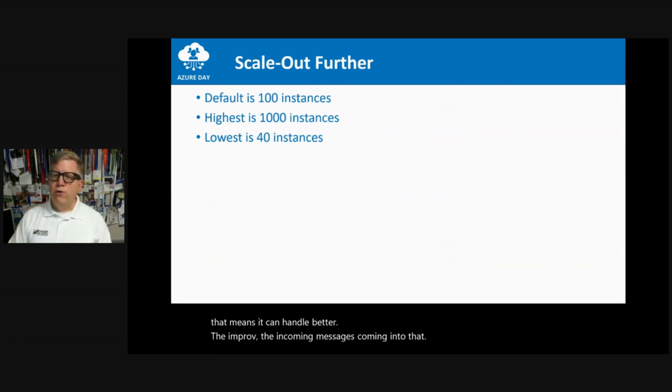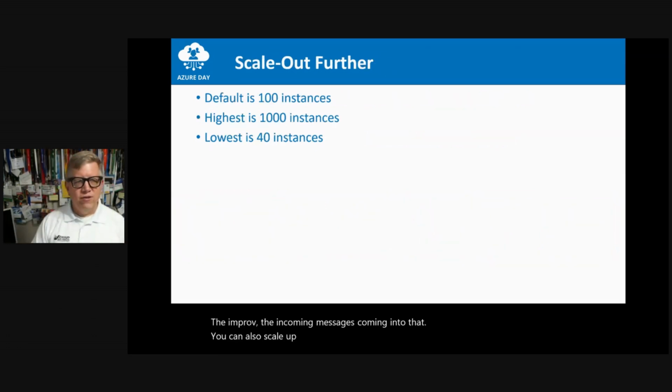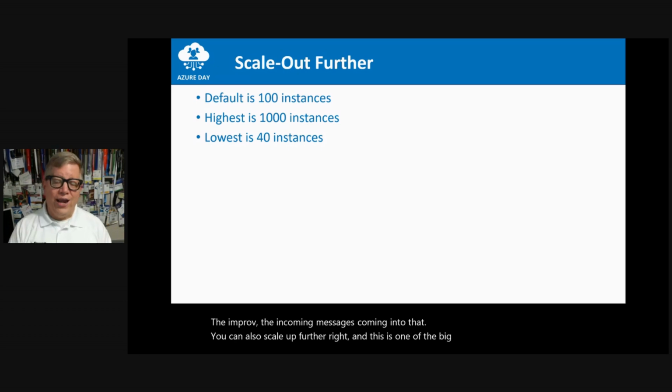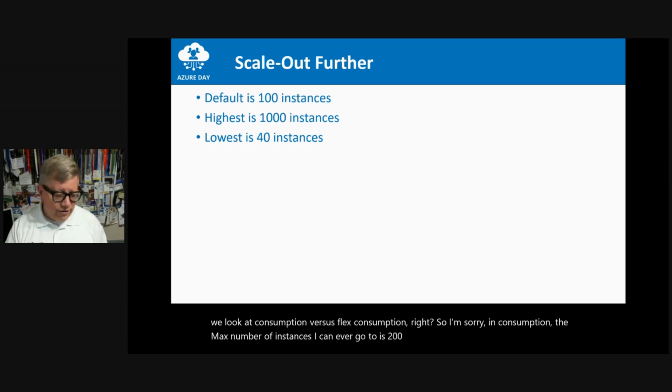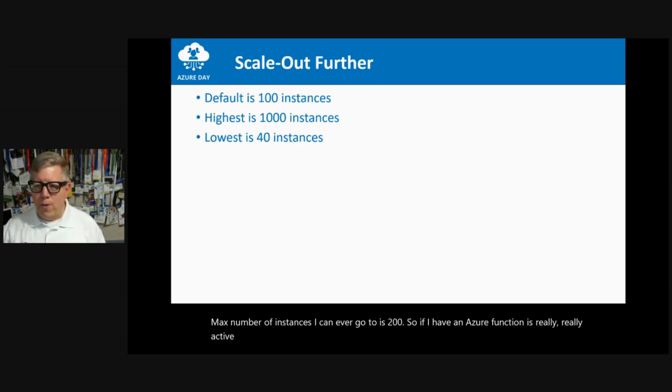You can also scale out further, right? And this is one of the big things that has changed when we look at Consumption versus Flex Consumption, right? So in Consumption, the max number of instances I can ever go to is 200. So if I have an Azure function that is really, really active, I cannot go above 200 instances. Sure enough, if you need more than 200 instances, they tell you to go to Premium, right?